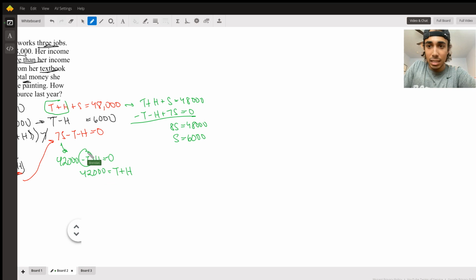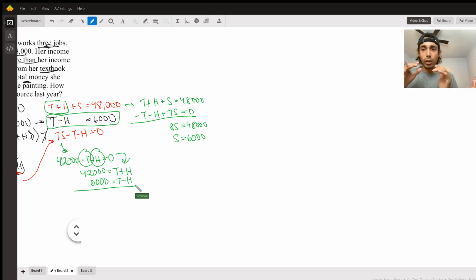Right, I added t on both sides. I added h on both sides to go from here to here. Okay, now we need to get rid of s in one more equation still. Let's just use the second equation right here, right? Because there's already no s. So now I've got two variables and two equations. I've got 6,000 equals t minus h. Right, I just copied that middle equation down.